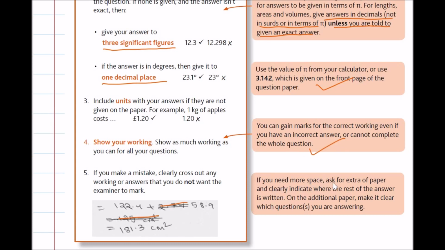If you need more space, ask for extra paper and clearly indicate where the rest of the answer is written. You can ask for extra papers from the invigilators and you can attach your paper at the end in the answer sheet. Okay. On the additional paper, make it clear which question you are answering. You must mention the proper question number. Okay. Which question you are answering there.